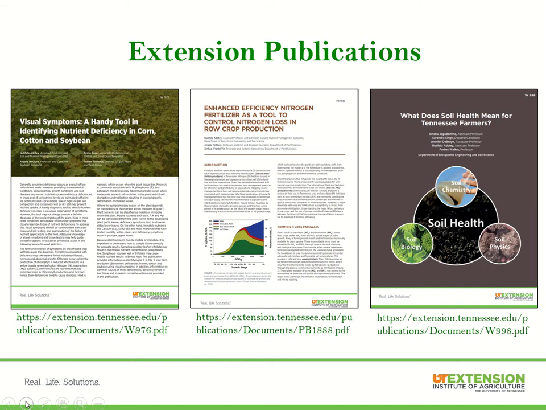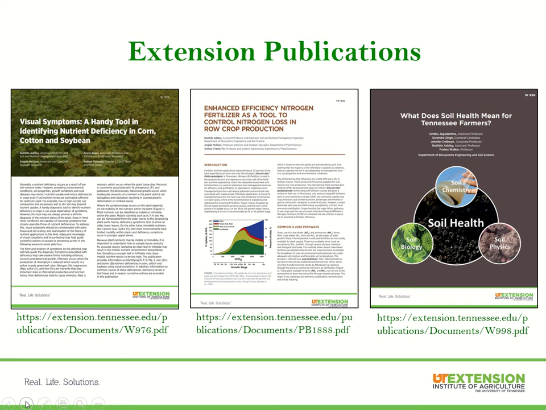So I'll begin my talk this morning looking at University of Tennessee Extension publications on soil fertility. The first one is Visual Symptoms, a handy tool in identifying nutrient deficiency in corn, cotton, and soybeans. This publication presents information on possible soil or nutrient deficiencies that you may likely see in the field. It has pictures of how some of these deficiency symptoms look, as well as how to accurately collect tissue samples when you suspect any type of nutrient deficiency in your field.